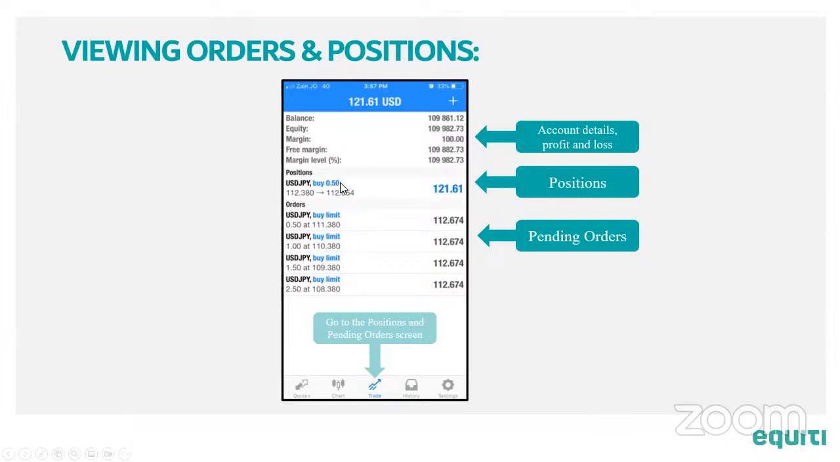So here, obviously, the trader is bullish on the USD JPY. He's just buying, and he's making a good amount of profit, 121.61. He's obviously taking advantage of the pips. So he's buying at 112.380, and right now the price is at 112.65, which means that he's taking a good amount of lot size, which is why he's making $121 and, let's say, 200 pips up or down.